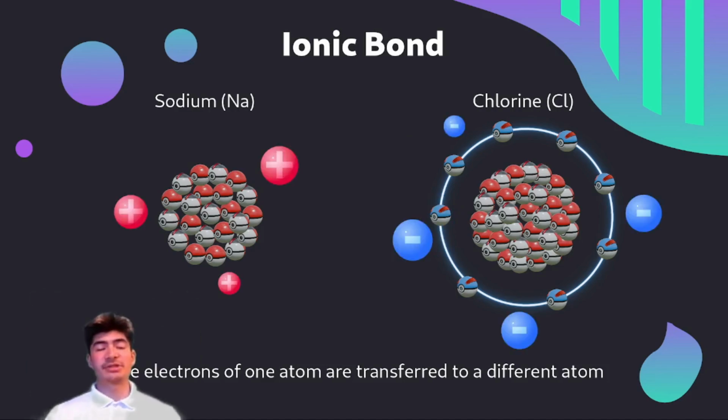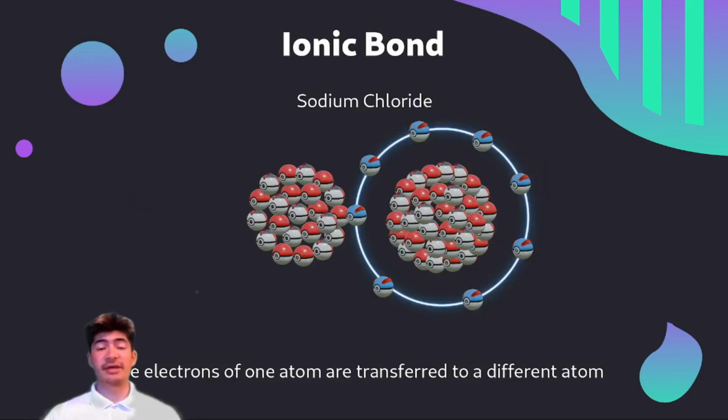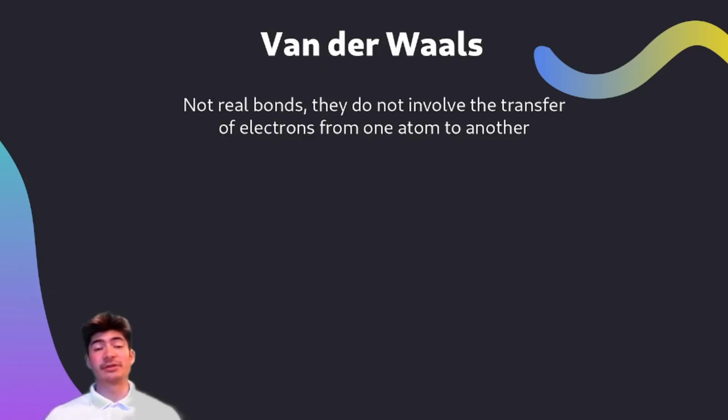However, now sodium is positively charged because it has more protons than electrons because it just lost an electron. Chlorine is now negatively charged because it just gained a negatively charged electron. So now it has more electrons than protons. So what happens when a positively charged thing is going to be near a negatively charged thing? They're going to stick together, and that's what the ionic bond is. So this forms sodium chloride, which is another word for table salt.